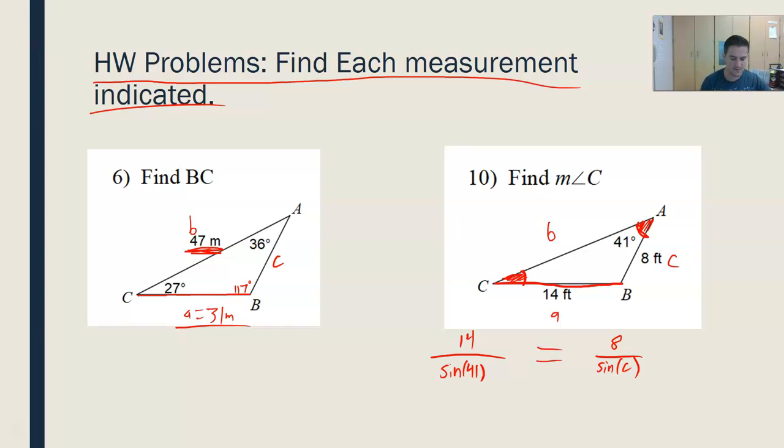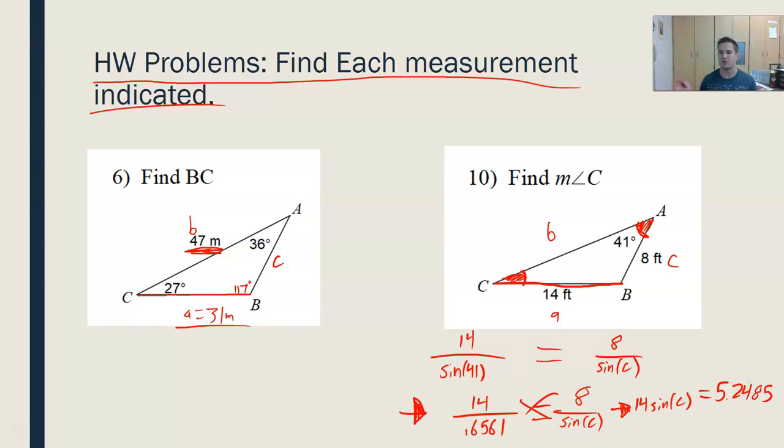Well, let me go ahead and type in the sine of 41 in my calculator, get that decimal. So this can be written as 14 over 0.6561 equals 8 over sine of C. Then, I'm going to go ahead and cross multiply. Can't simplify this sine yet. So if I cross multiply, I get 14 times the sine of C is equal to 8 times 0.6561, which is 5.2485. And again, according to how you're rounding, you might get slightly different decimals here.